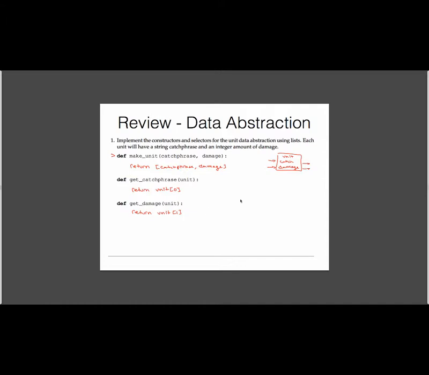Okay, so let me give you an example of a unit. If I create a unit Sumia, I'm going to make unit, and Sumia's catchphrase is okay, and he does 9,001 damage. Now, if ever I want to get the catchphrase out of Sumia, I need to call get catchphrase and pass in Sumia, and I'll get out as output okay. And if I ever want the damage from Sumia, I can call get damage and pass in my unit object for Sumia to get out what Sumia's damage is, which in this case is 9,001.